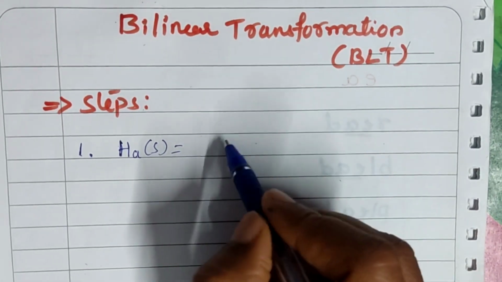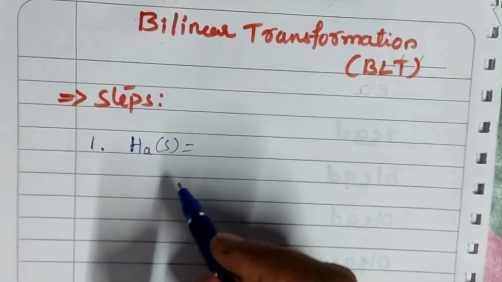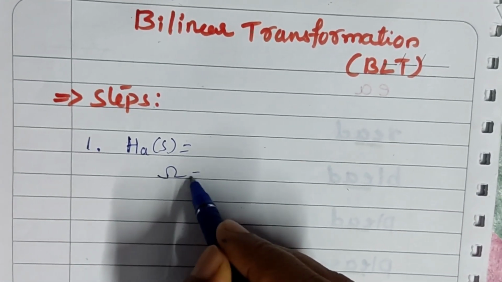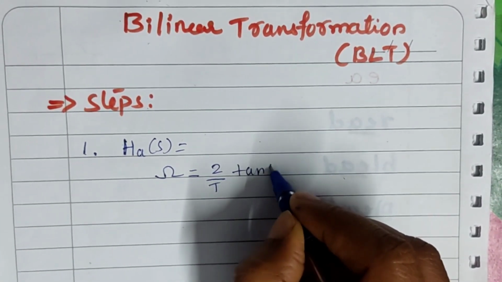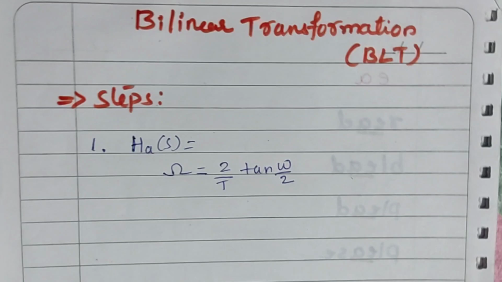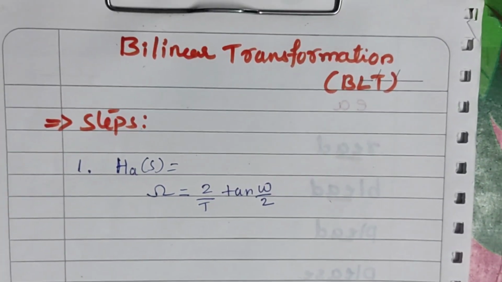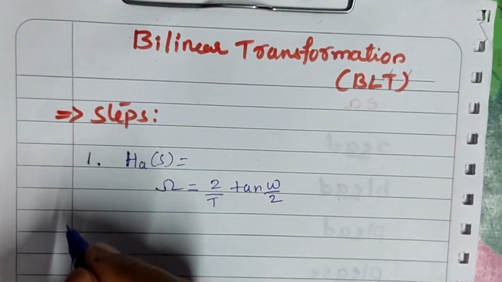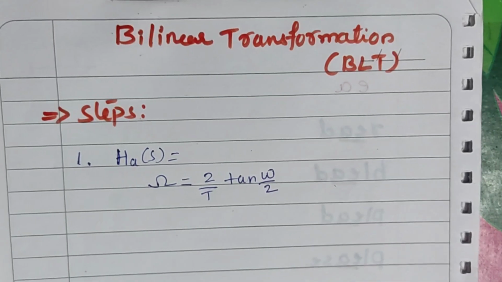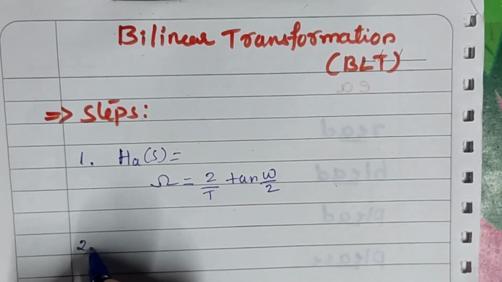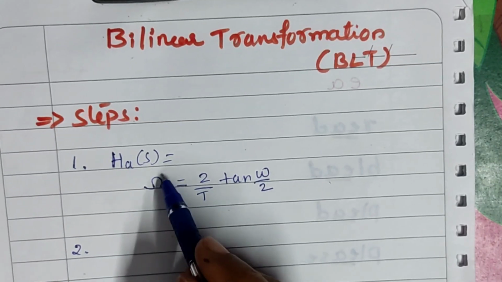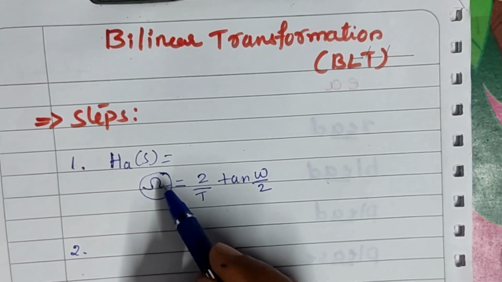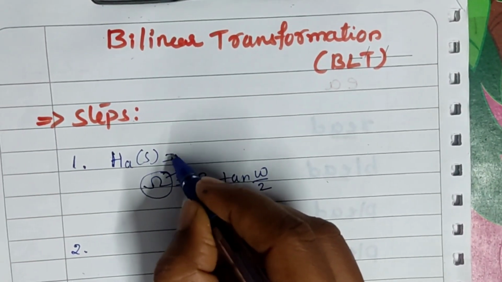Then we have to calculate the pre-warping analog frequency using the formula Ω = (2/T) tan(ω/2). Using this we have to calculate Ω, the frequency in radians per second. After this, second step, using the analog frequency, we then have to calculate H_A(S).